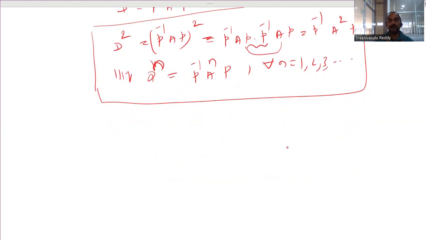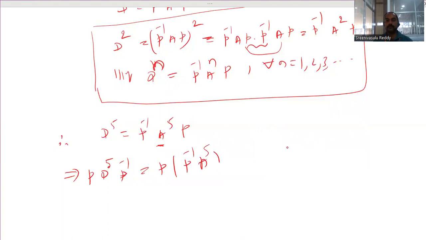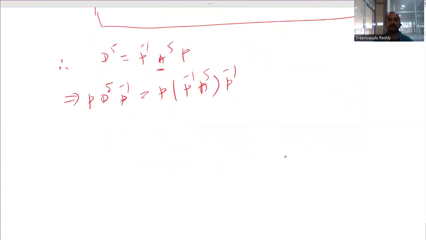No need to write this down from the examination point of view. D power 5 equals P inverse A power 5 into P, because we want A power 5. So keep A power 5 on the right hand side, and move the others to the left hand side by matrix multiplication. Pre-multiply with P and post-multiply with P inverse. Now we get P D power 5 P inverse equals A power 5. I am writing A power 5 equals P D power 5 P inverse.